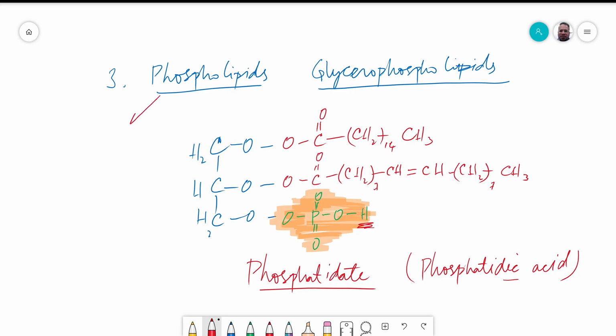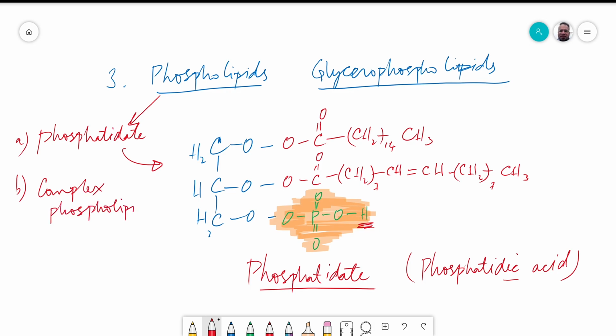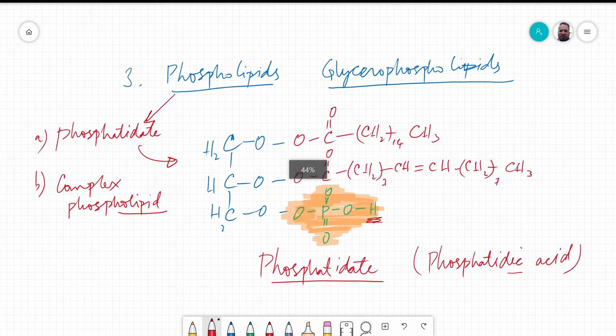I told you you should memorize two examples. So you should memorize phosphatidate, which is what I've shown here, right? And you should also memorize a more complex phospholipid. A more complex phospholipid would be what I'll draw right now. So make it smaller.